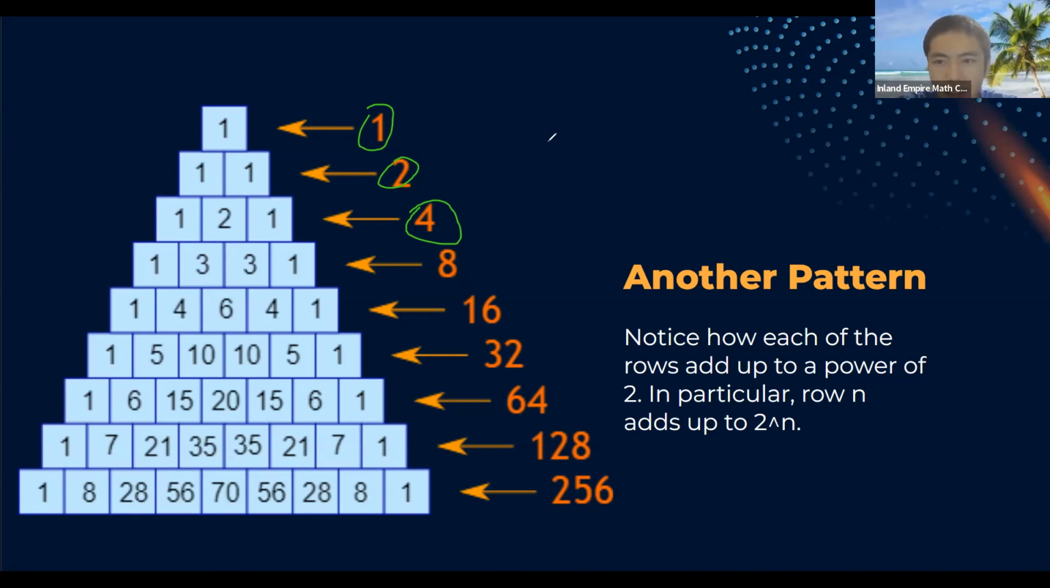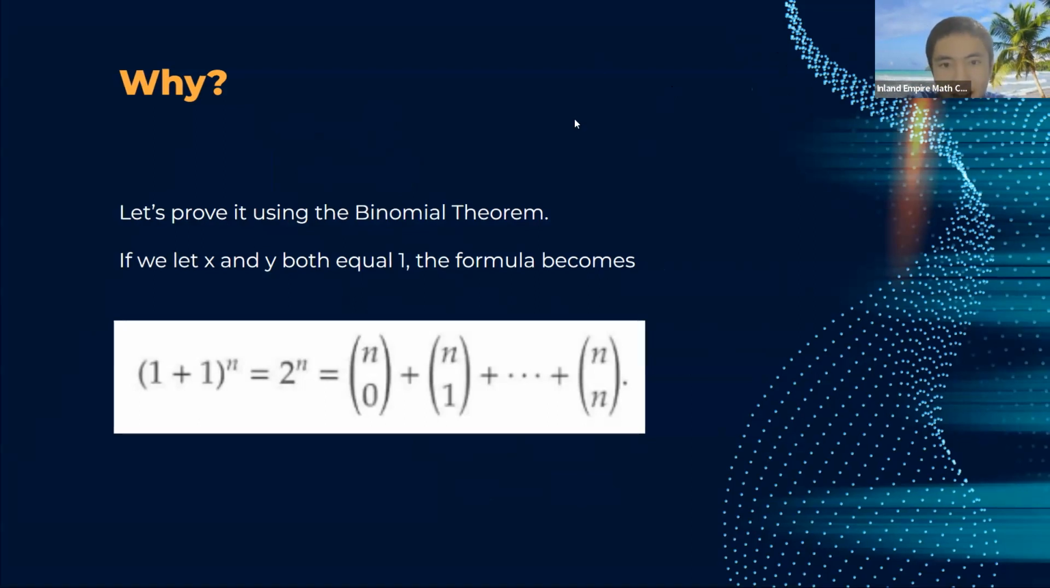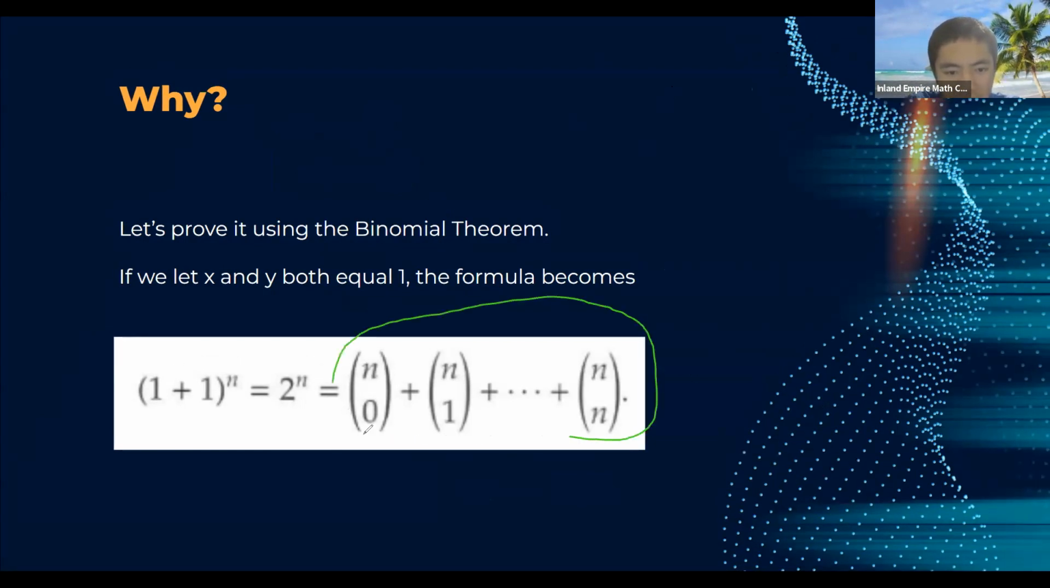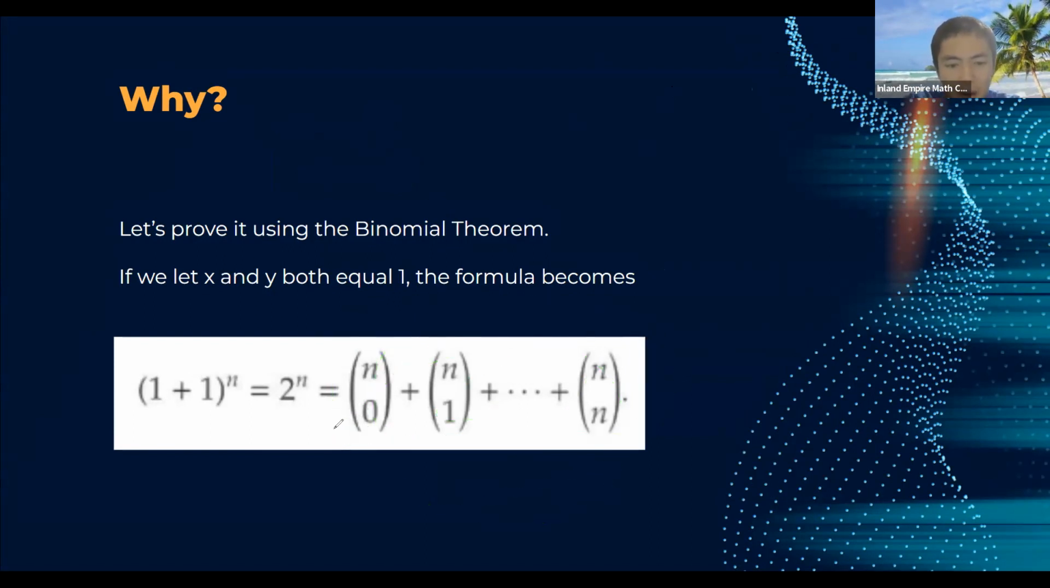So now let's consider why this happens. It's simple. It's just the binomial theorem. Because if we let both x and y equal 1, the formula becomes (1 plus 1) to the nth, which equals 2 to the nth, which equals n choose 0 plus n choose 1 plus up to n choose n. And again, this is just the binomial coefficients in a row of Pascal's triangle. So that means each row of Pascal's triangle adds up to 2 raised to that row's number.